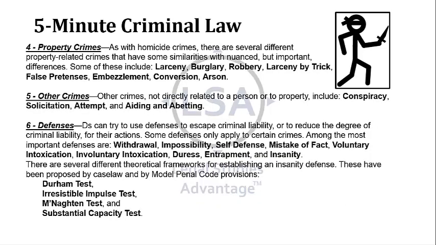Number 4. Property crimes. As with homicide crimes, there are several different property-related crimes that have similarities with nuanced but important differences. Some of these include larceny, burglary, robbery, larceny by trick, false pretenses, embezzlement, conversion, and arson.